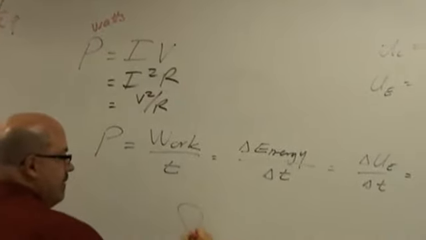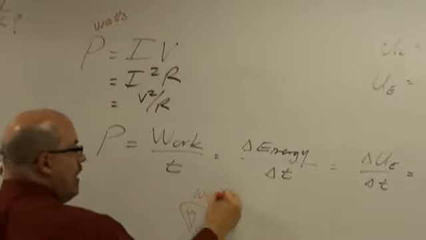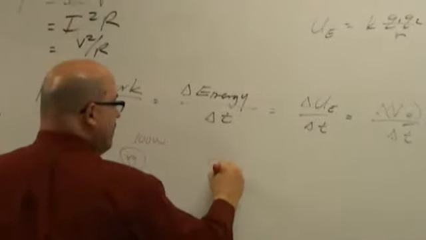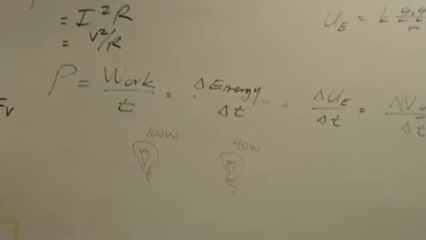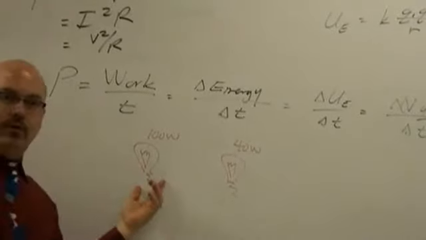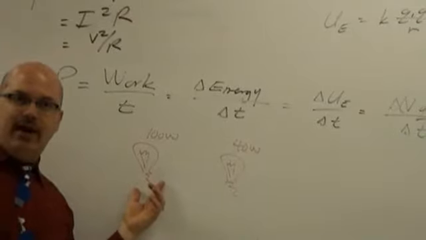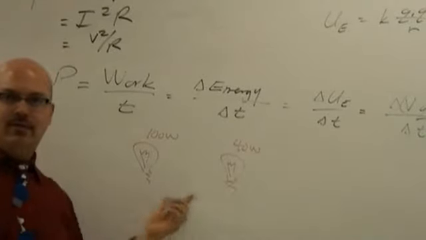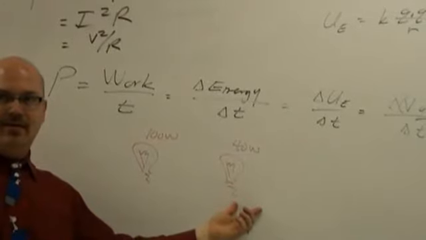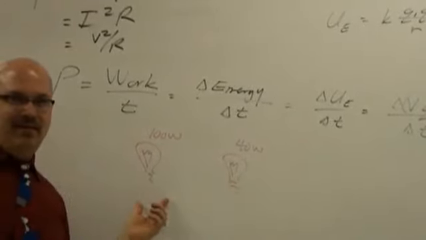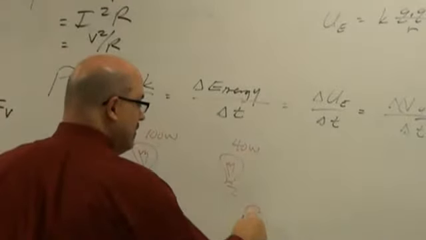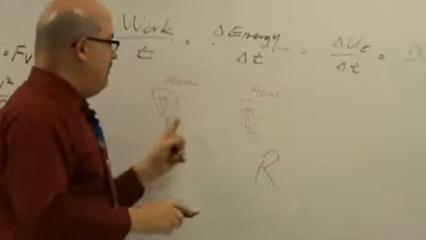And so if I have a 100-watt bulb and I have a 40-watt bulb, which one consumes more power or converts more electrical power into light? The 100-watt one. Okay, so tell me what its resistance is like. Which one has higher resistance? The 100. Well, because if I want more power, I've got to have a small resistance. So this one has a higher resistance than this one. So talk to me about the filament between these two.